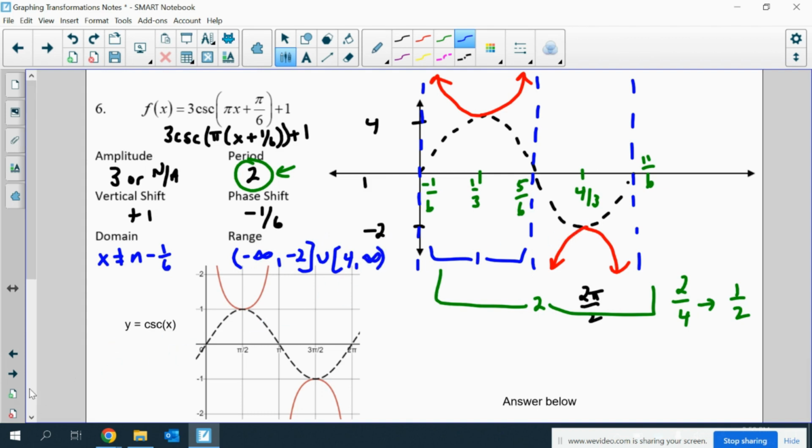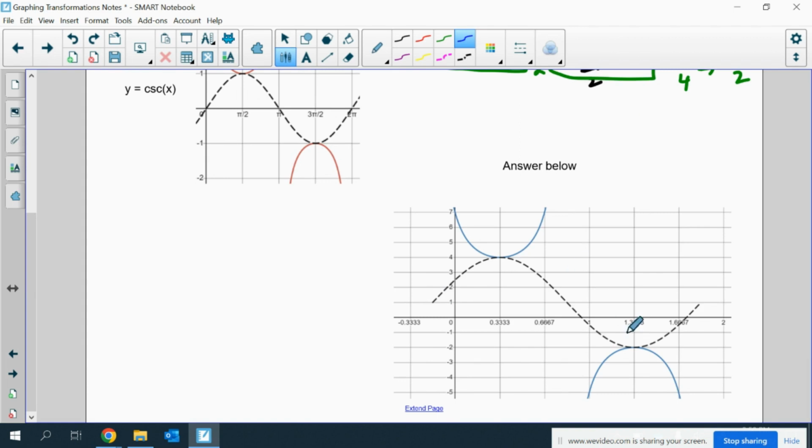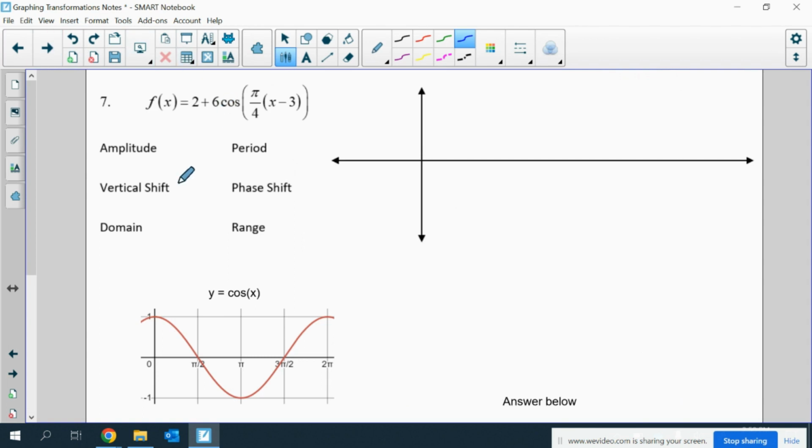And notice my cosecant graph kind of looks the same. And here's what it looks like in context. Two more. So here, this pi over 4 is already factored out, pi fourths. So amplitude 6. Notice that the 6 is to the side, but that doesn't mean that it's not the amplitude. Vertical shift is +2. That's here.